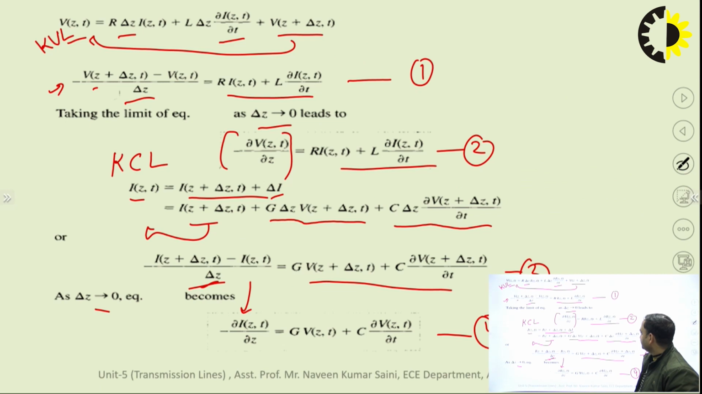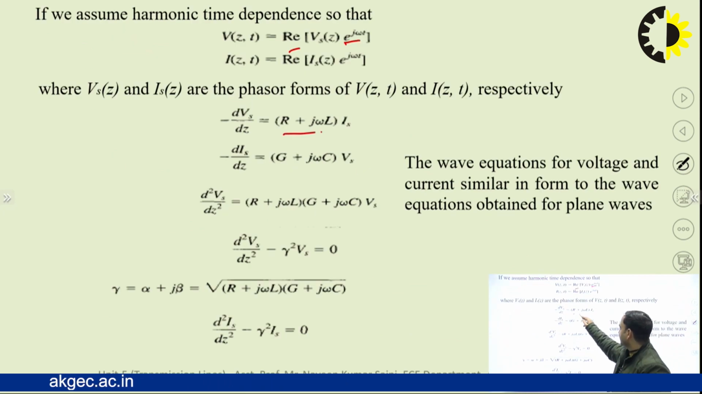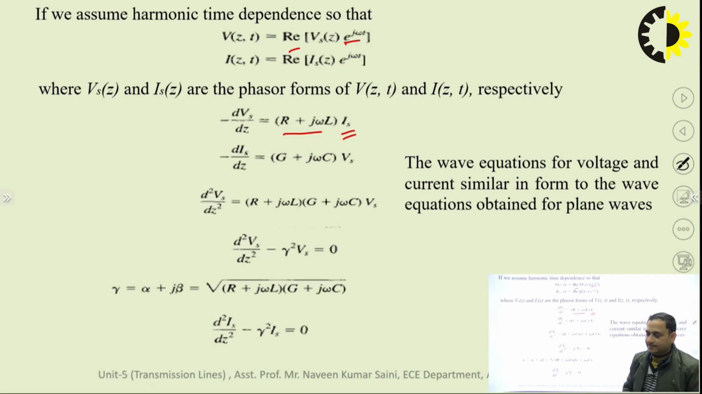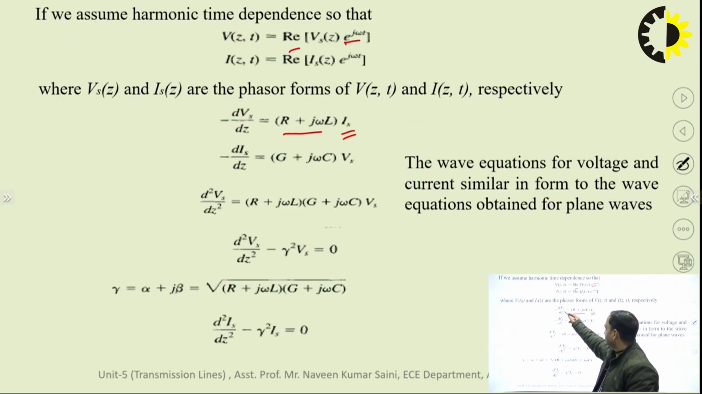So this equation will become, here we see that R and L. So here we can take R, and in place of del upon del T we can use the j omega. Okay, so when we take the time harmonic, del upon del T will become j omega, and we can take I(z,t) outside. So the equation will become R plus j omega L times Is. So we are representing I(z,t) as Is and V(z,t) as Vs. So this equation will become dVs upon dz equals minus (R plus j omega L) Is.